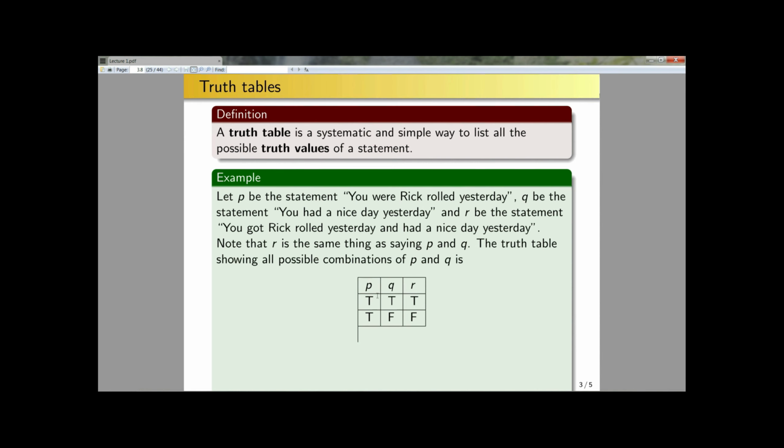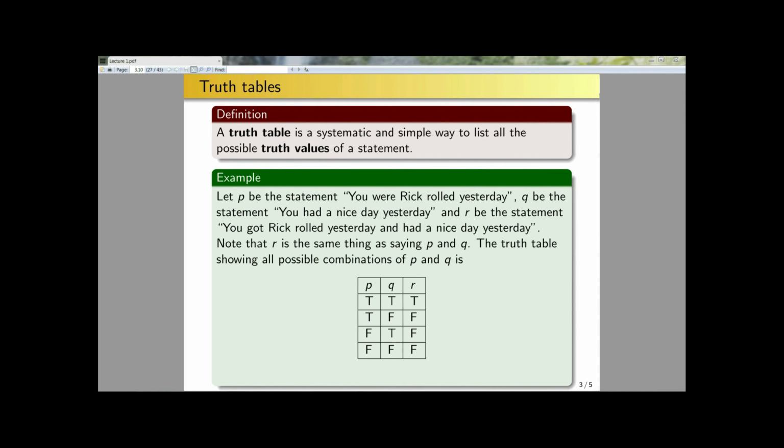Now let's look at the possibilities of P being false. Well, if P is false, then Q is either true or false. And in both cases, since I was not rickrolled yesterday, the statement you got rickrolled yesterday and had a nice day yesterday would be false. So the next 2 entries will be false, true, false, and false, false, false.